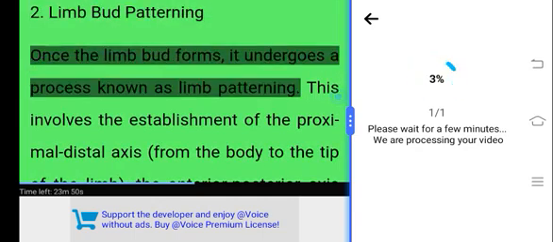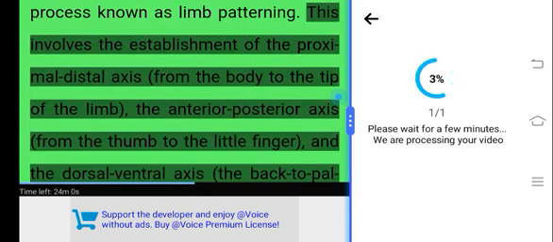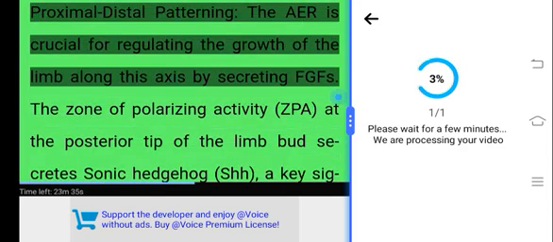2. Limb bud patterning. Once the limb bud forms, it undergoes a process known as limb patterning. This involves the establishment of the proximal-distal axis, from the body to the tip of the limb, the anterior-posterior axis, from the thumb to the little finger, and the dorsal-ventral axis, the back to palmar surface.